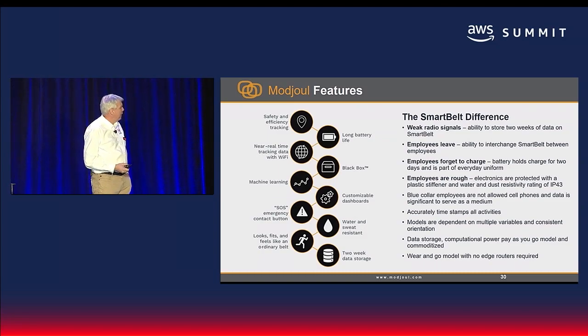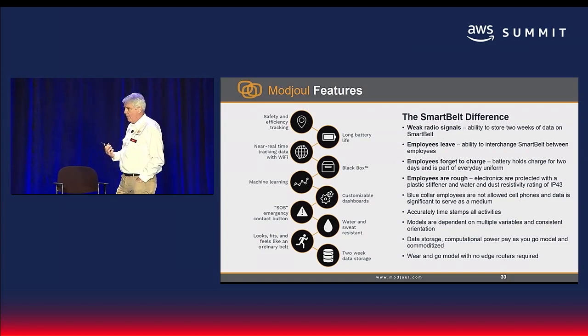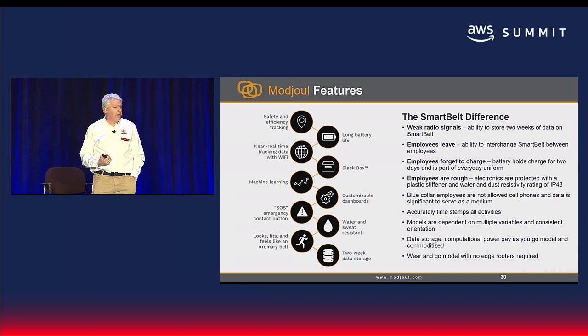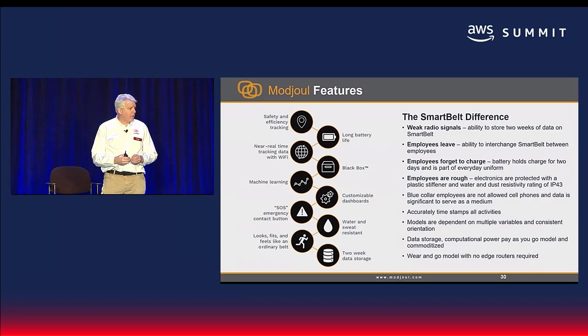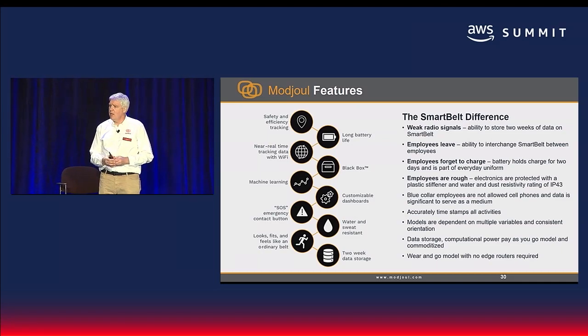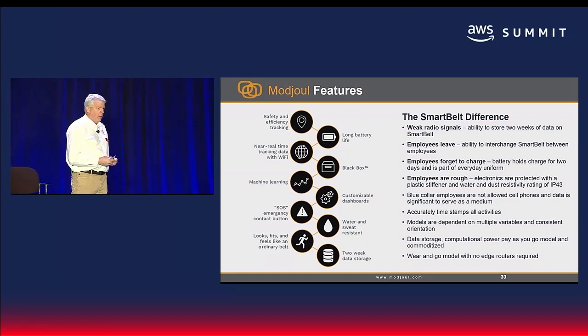And the rest of it, we do have an SD card on the belt itself, so it does allow you to store data. So if you're out of range for Wi-Fi, or out of range for how your radio works, we do store data on the belt, so no data is ever lost.